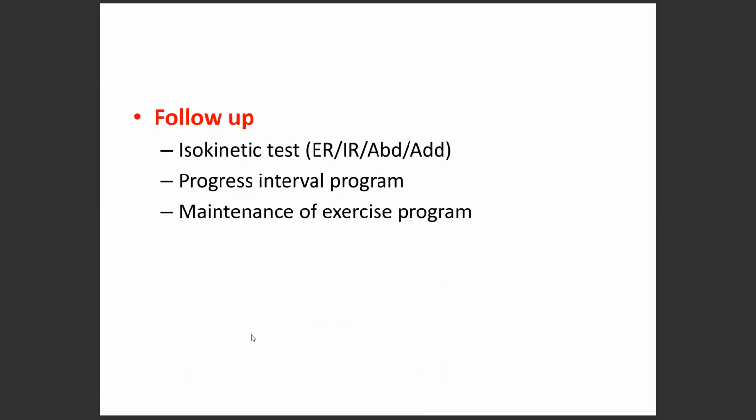What should be included in the follow-up? There should be an isokinetic test for all the movements, specifically external and internal rotation and abduction and adduction, a progressive interval program, and maintenance of the exercise program. So that was the end of the rehabilitation of the patient with shoulder instability, in which we discussed the physical therapy program or protocol for such patients.